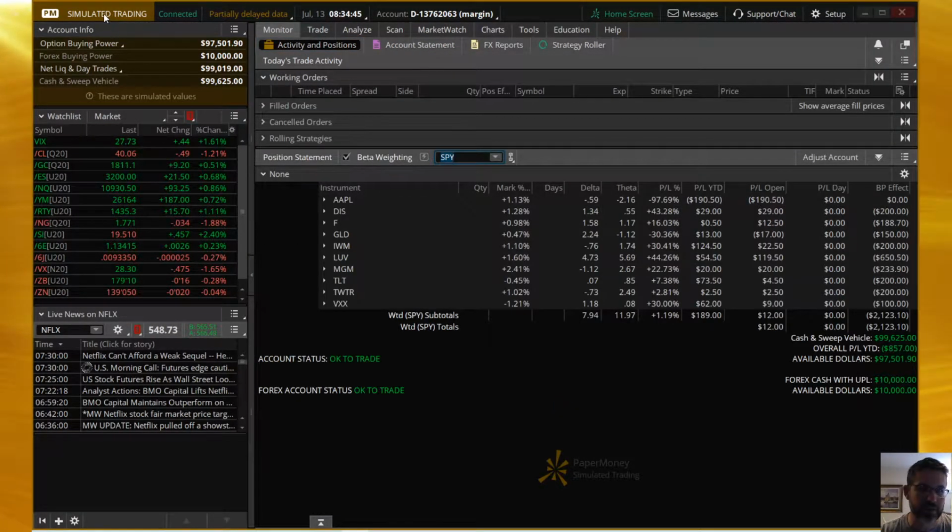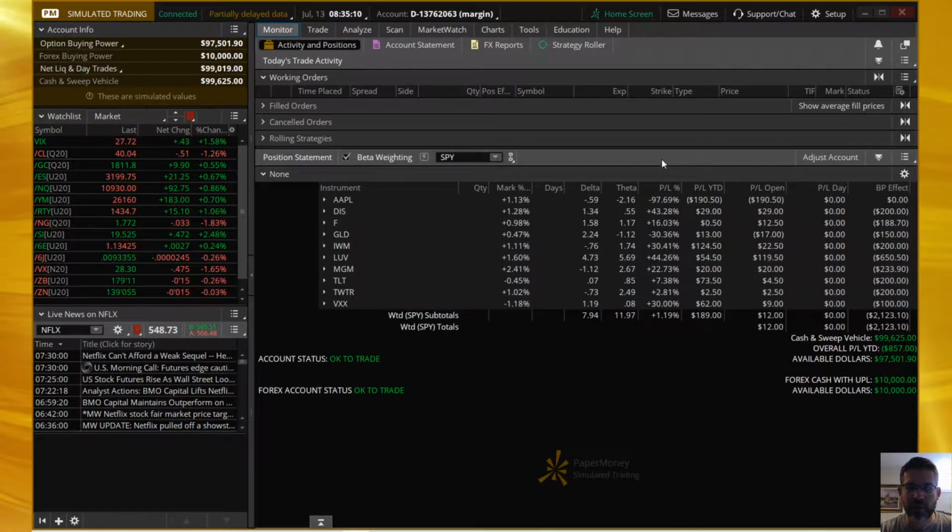Inside of ThinkOrSwim here, I'm in, of course, my simulated trading account. And we've got our monitor tab with the sub tab of activity and positions. You can see here that we have 1, 2, 3, 4, 5, 6, 7, 8, 9, 10 positions presently on. And I currently have it beta weighted to the SPY because that's what I prefer to do, right? So we can see now we have 10 positions.